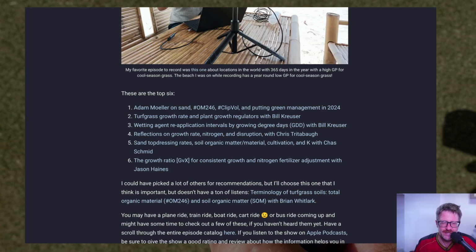Number 5 was on sand top dressing rates, soil organic matter, and cultivation with Chad Schmidt. And number 6 is about the growth ratio, or GvX, in the episode that was before we renamed it. So Jason and I would have been referring to it as the growth ratio, but we would now call that the GvX. And that one was number 6.